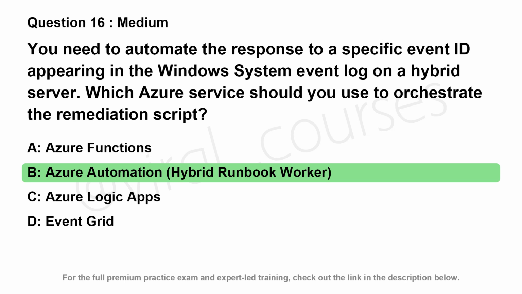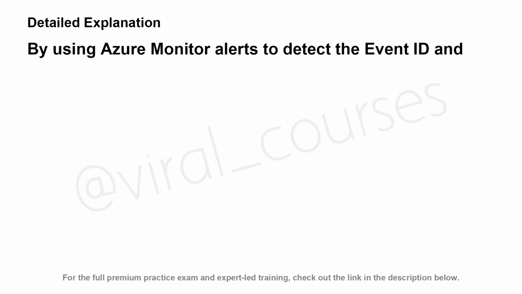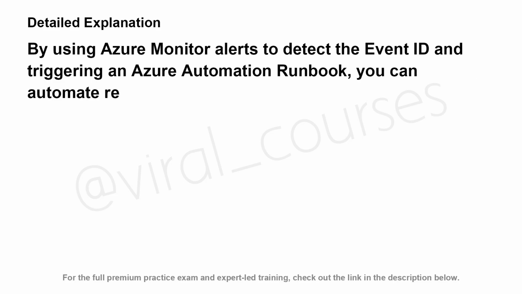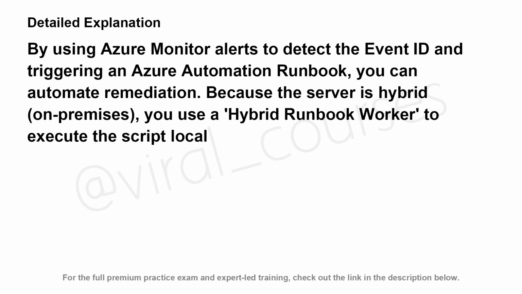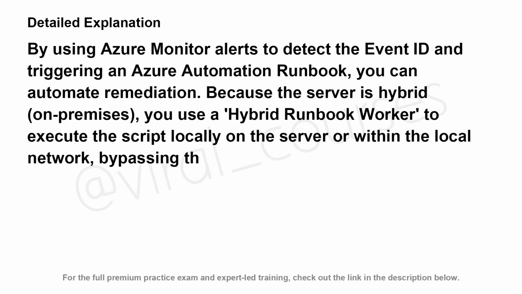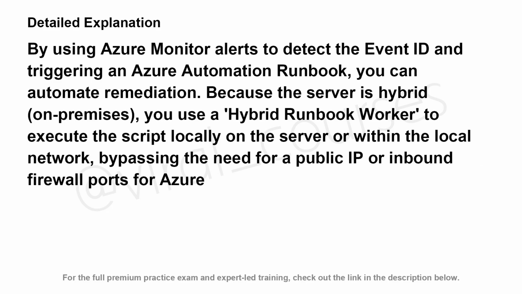The correct answer is B. By using Azure Monitor alerts to detect the event ID and triggering an Azure Automation runbook, you can automate remediation. Because the server is hybrid, on-premises, you use a hybrid runbook worker to execute the script locally on the server or within the local network, bypassing the need for a public IP or inbound firewall ports for Azure to talk to the server.